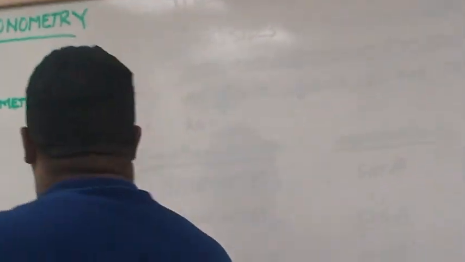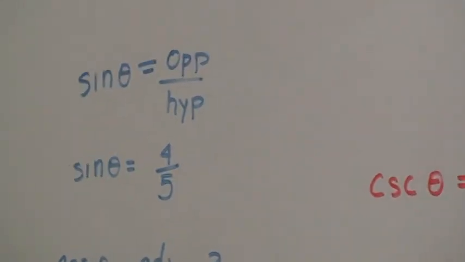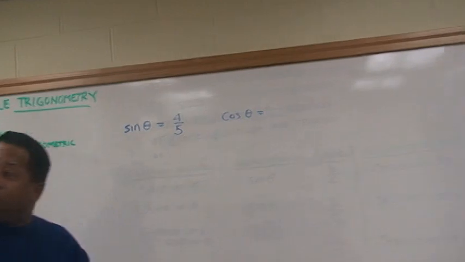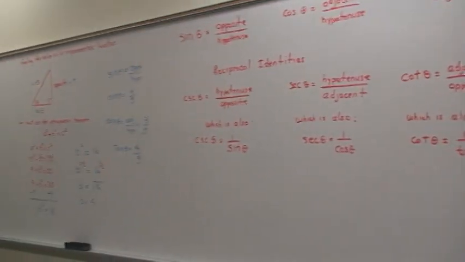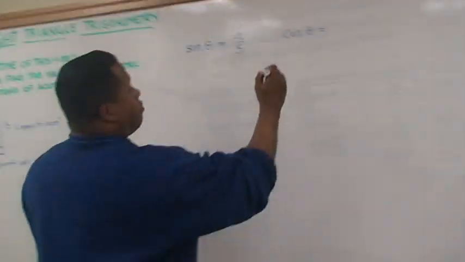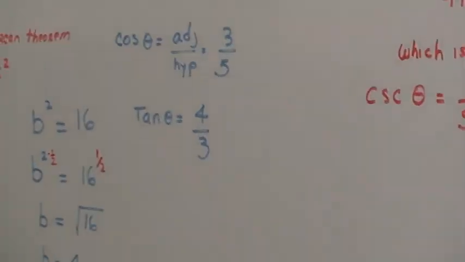Okay, and we'll write out the basic trig values that are represented here. So sine theta was actually what? Sine theta was actually 4 over 5. Cosine theta was what? Let me see, not 4 over 5, 3 over 5, excuse me. 3 over 5. And tangent theta was 4 over 3.